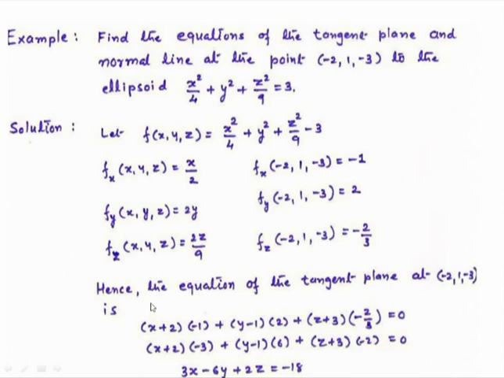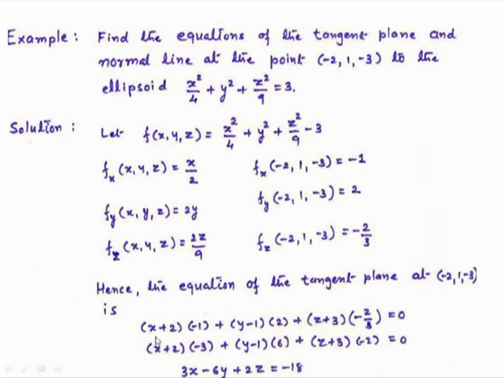We can write directly that (x minus x0) into del f by del x at the point (x0, y0, z0), plus (y minus y0) into del f by del y at the point (x0, y0, z0), plus (z minus z0) into del f by del z at the point (x0, y0, z0) is equal to 0. So x0 is equal to minus 2, y0 is equal to 1 and z0 is equal to minus 3.